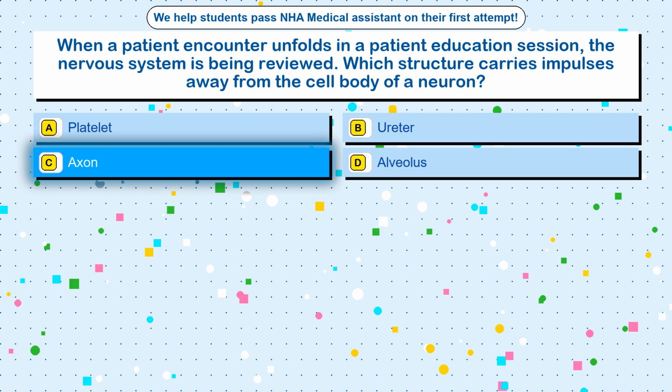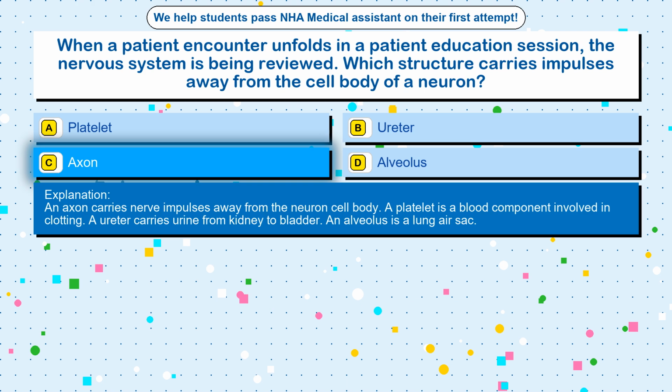The correct answer is option C, axon. An axon carries nerve impulses away from the neuron cell body. A platelet is a blood component involved in clotting. A ureter carries urine from kidney to bladder. An alveolus is a lung air sac.